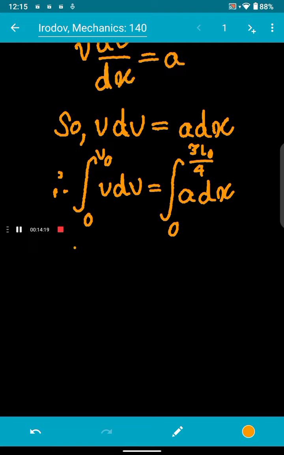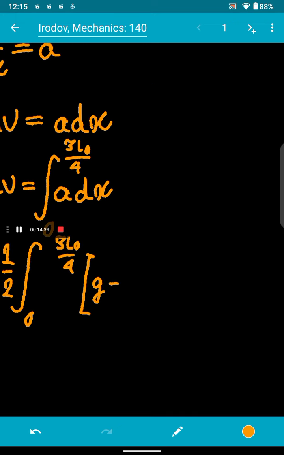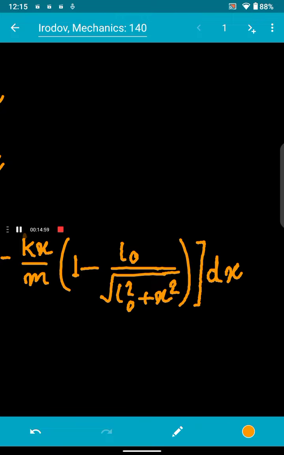So we can write that v naught square divided by 2 equals, we can take the half in common and the halves will get cancelled, the integral from 0 to 3 L naught by 4 of g minus kx by m, into 1 minus L naught by root over L naught square plus x square, dx.